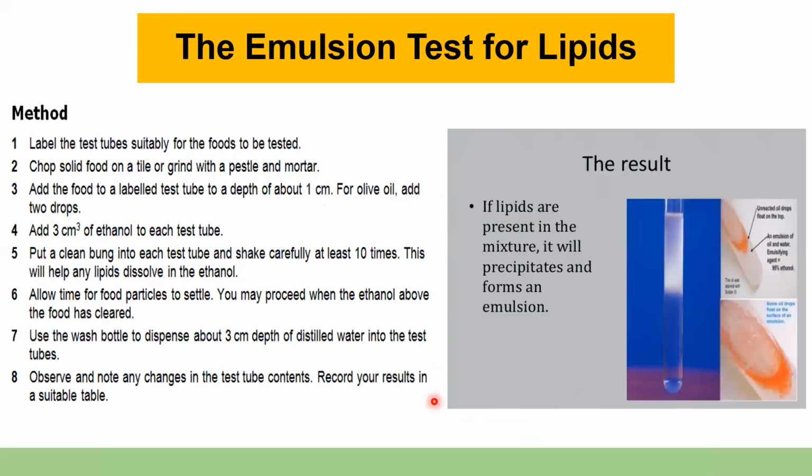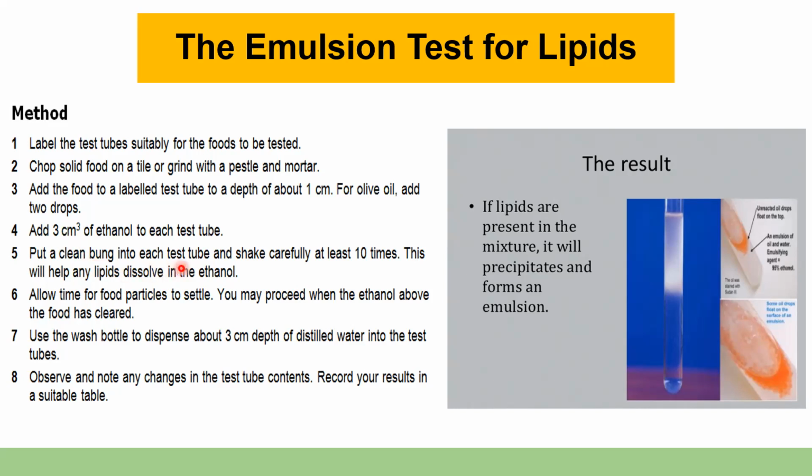The method is simply that we have to label the test tubes, because you will be doing the food test and will be given some unknown things to be tested. So label the test tubes suitably for the foods to be tested. Chop the solid food on a tile or grind it with a pestle and mortar. Then add the food to the labelled test tube to a depth of about 1 centimeter only. If you're taking olive oil, add 2 drops. Then add 3 cubic centimeters of ethanol to each test tube. The ethanol is used to check this: if an emulsion forms, it means there is a lipid present.